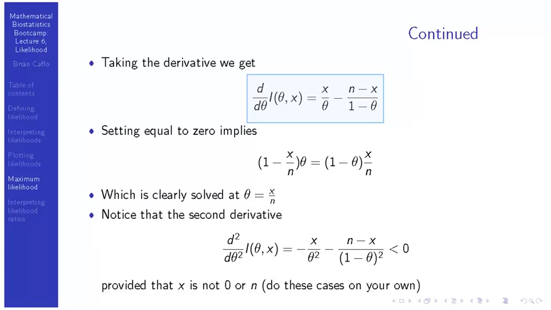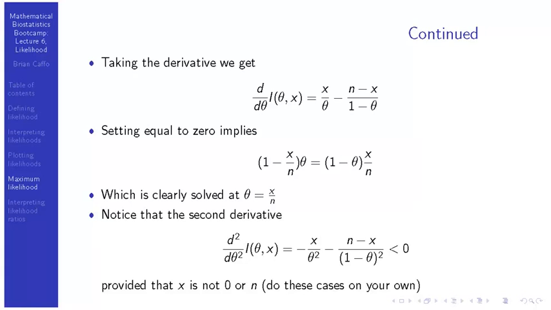If you actually set it equal to 0 and bring the two terms to either side, it's pretty clear that theta equal to x over n solves that equation. You have 1 minus x over n times theta equal to 1 minus theta times x over n. It's pretty clear if you plug in x over n that you're going to get a valid equality there. But you could churn through the calculations and get to the fact that theta is solved at x over n. So in other words, the value of theta that makes the observed data most likely in IID Bernoulli trials is the proportion of heads.